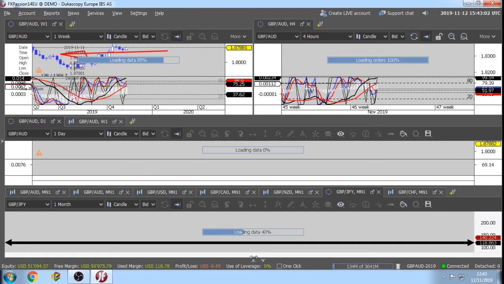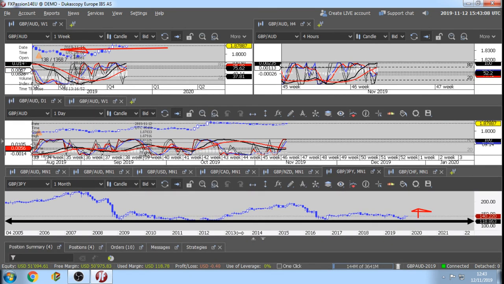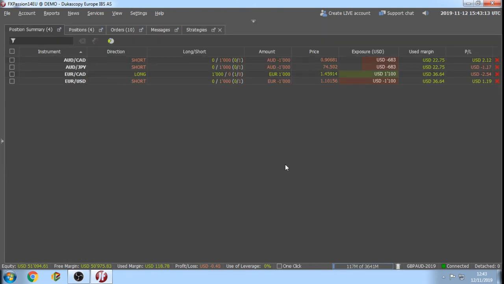And let's check our trades, everybody. Let me see if I can put on the screen the trades from Friday. From Friday, come on. There you go, we went short on AUD CAD. See everybody? We went short on AUD CAD on Friday, we are still in profit. We went short on AUD JPY, we are losing a little bit. We went long yesterday on Euro CAD. And we are short today, euro dollar.